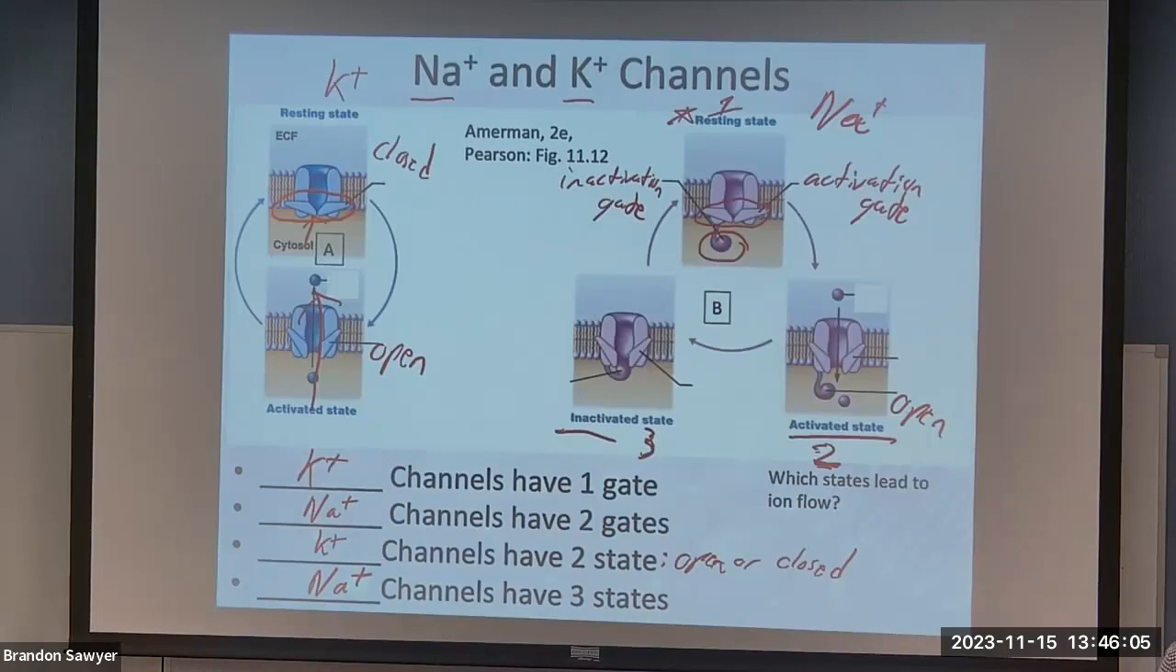Okay, so it's very important that you remember potassium has that one single gate, opened or closed, activated or inactivated. And then the sodium channel has 2 gates, an activation gate and an inactivation gate. The resting state looks like the activation gate is closed and the inactivation gate is open. That's what resting state means. Activated state is they're both open. Inactivated state is the inactivation gate is closed, but the activation gate's open. So just remember that.